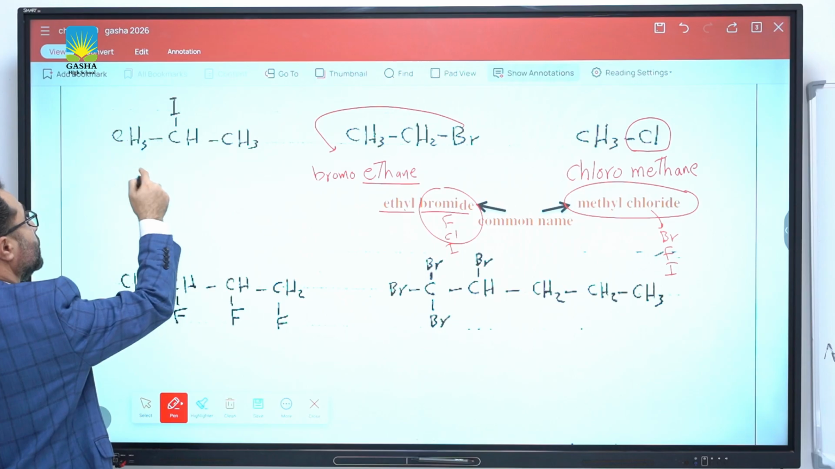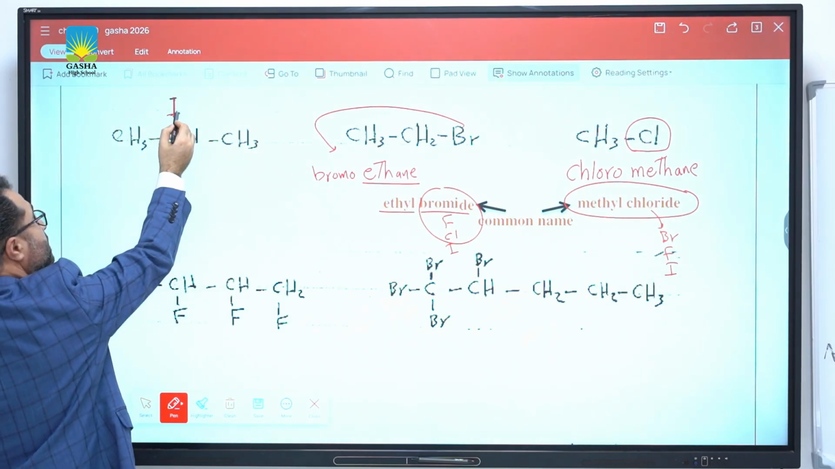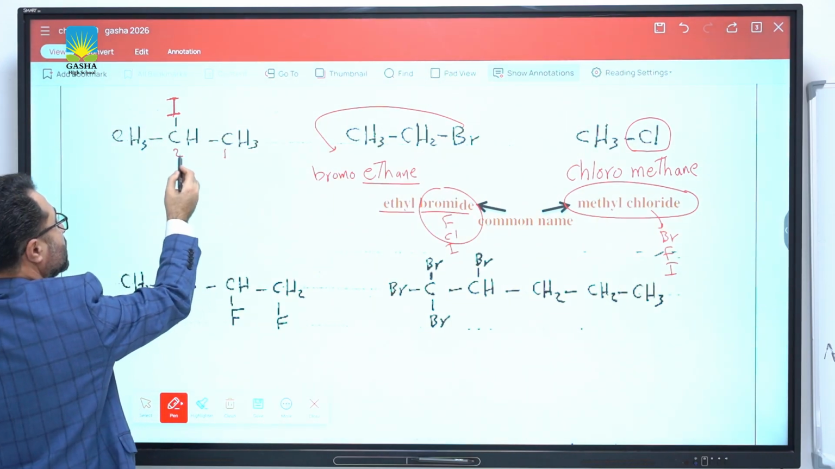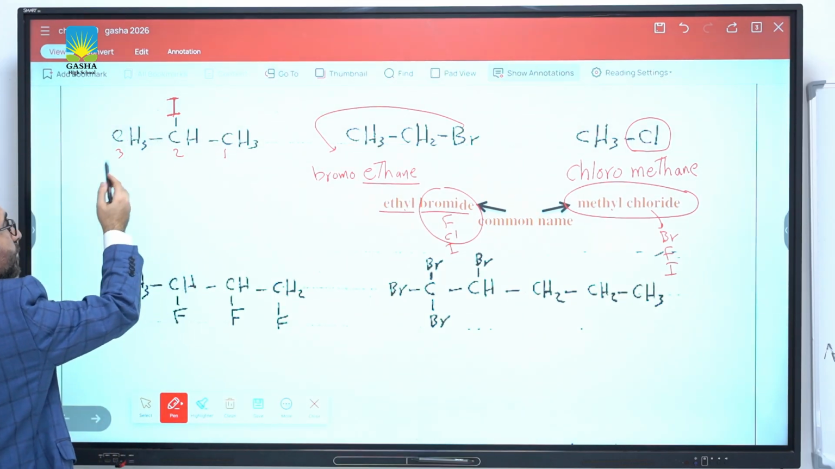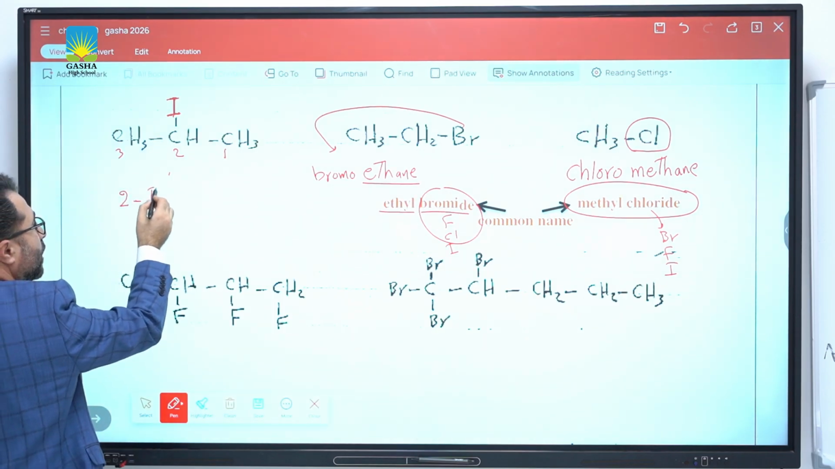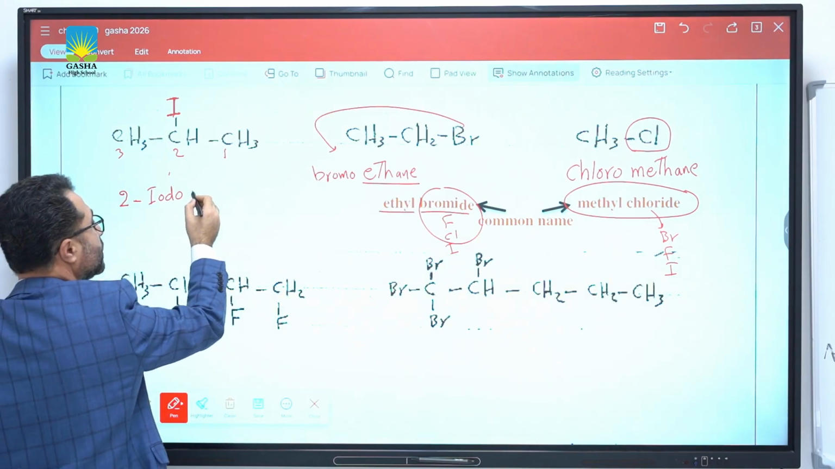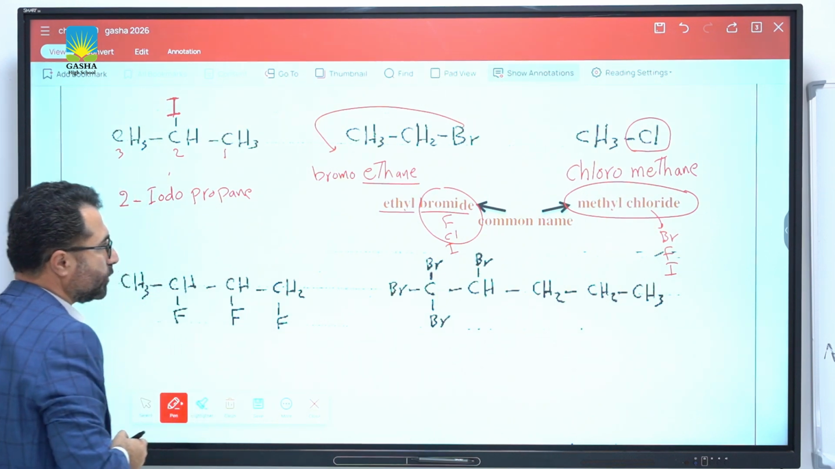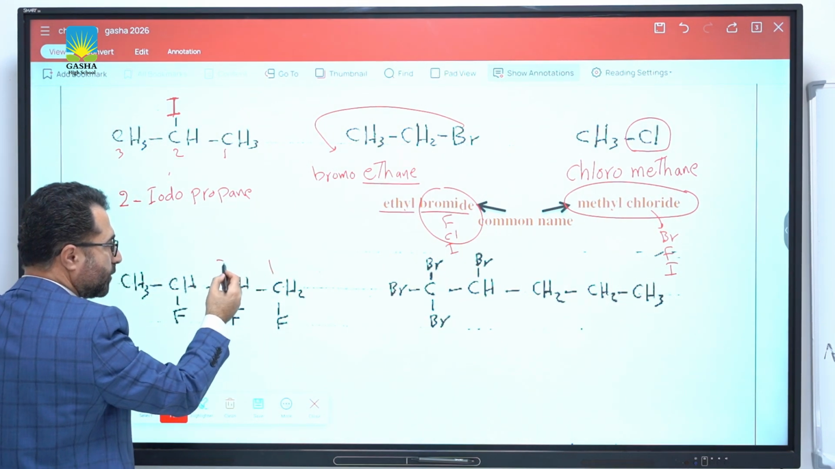Here we have 3 carbons, so you have to number it, from the side where X is closest to the end. It's the same, so you can number it from any side: 1, 2, 3. On number 2 we have I, so you write 2-iodo, and the name of the parent is propane. 2-iodopropane.